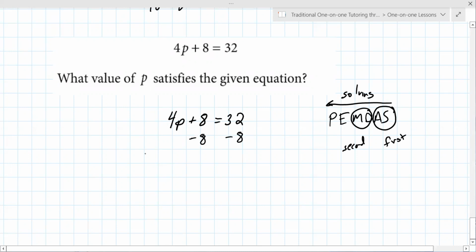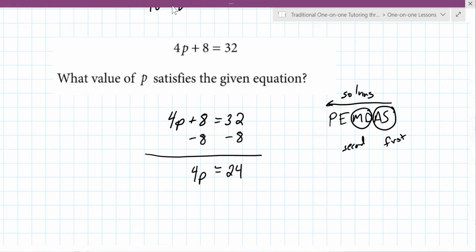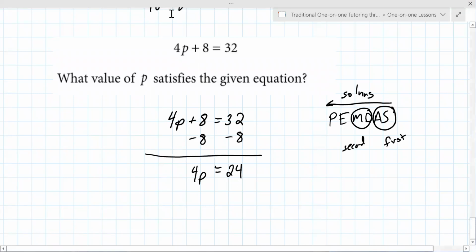Good. Your audio is lagging. Sorry about that. It's fine. Yep. Doing real well. So what is the next step to solve the equation? Okay, hold on. 4p equals 24, and then you have to divide by 4. Yes. So what does P equal? That equals 6. P equals 6.